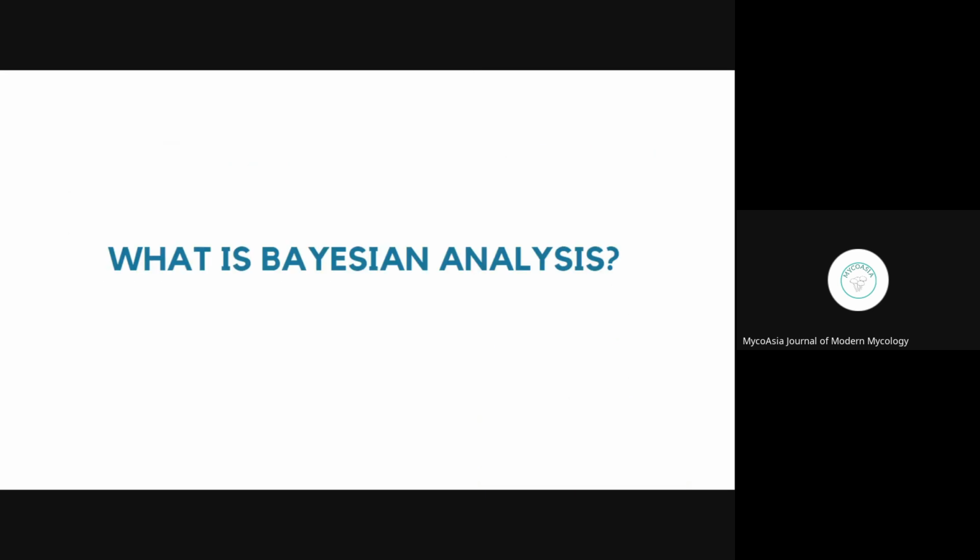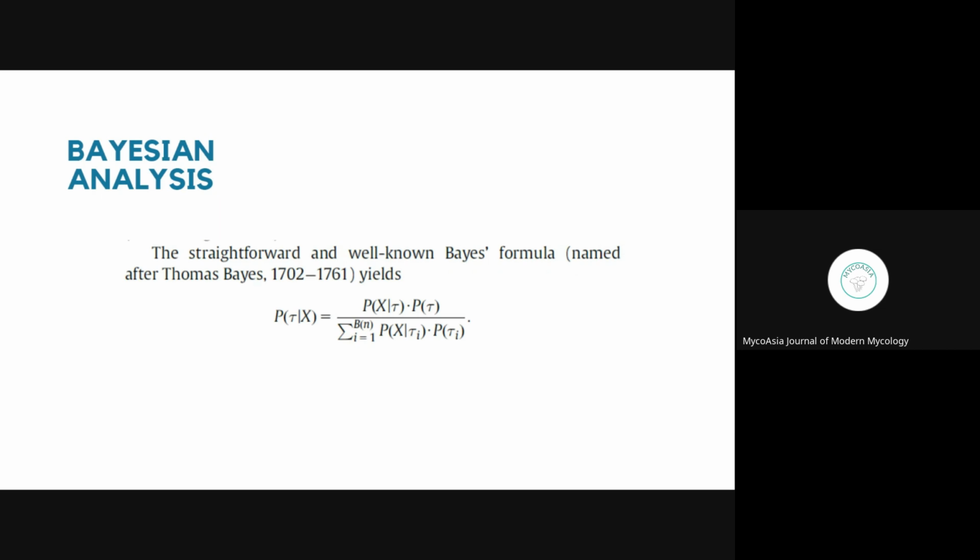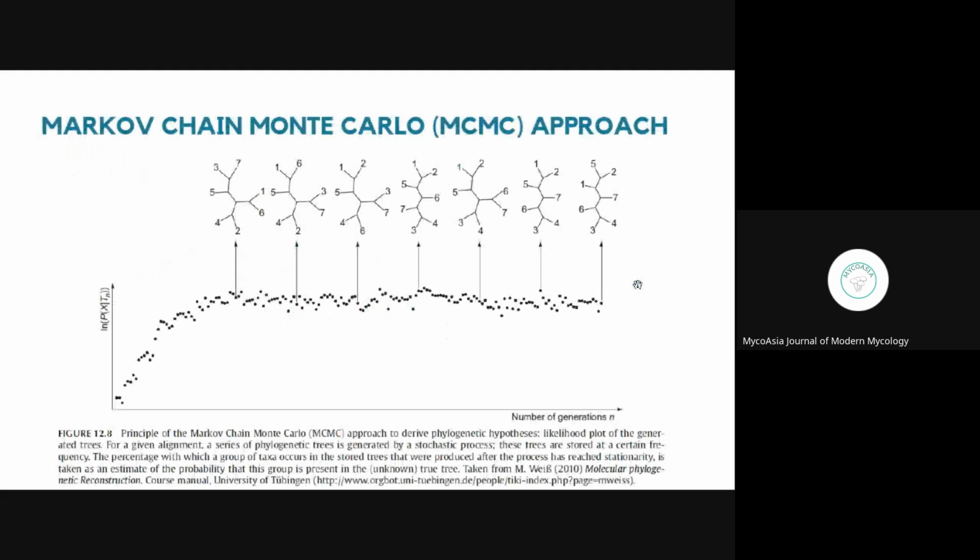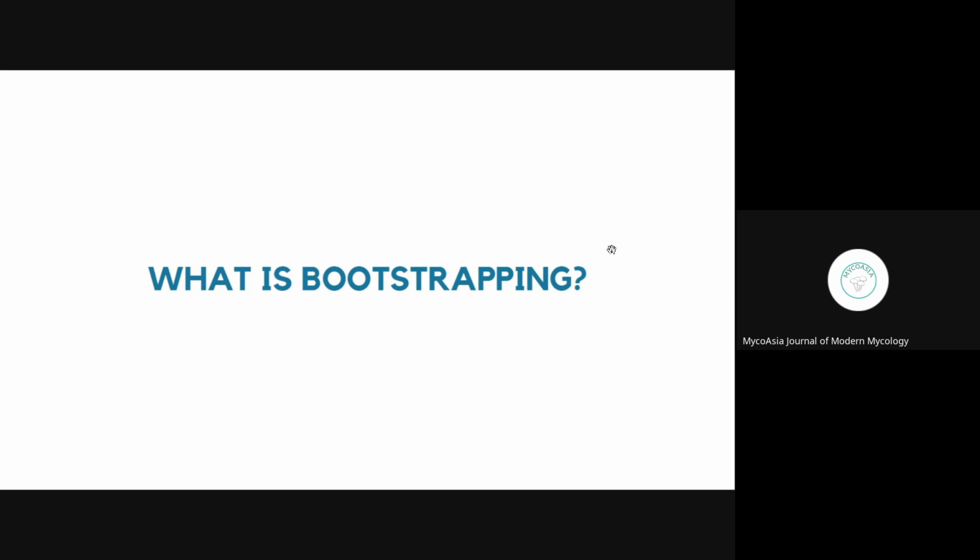Then you have what you call Bayesian analysis. This is based on the Bayes formula. I'm not very good at statistics, but it is better to have some understanding of it if you are very keen on doing Bayesian analysis. Then you have the MCMC approach, Markov chain Monte Carlo approach, to derive phylogenetic hypotheses. Then these are all the tree building methods.